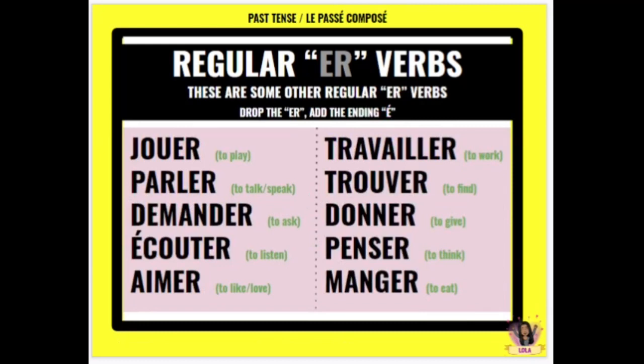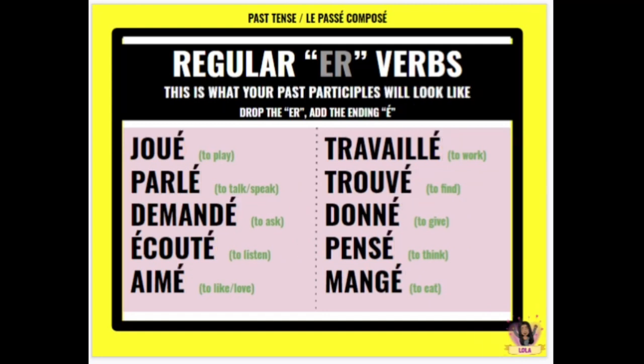And finally, here are some other regular ER verbs. So things like jouer, parler, demander, écouter, aimer, travailler, trouver, donner, penser, and manger. These are all regular ER verbs. So you would simply take off the ER and add the E accent aigu so they look like this. And you can see that on each one, we've done that.